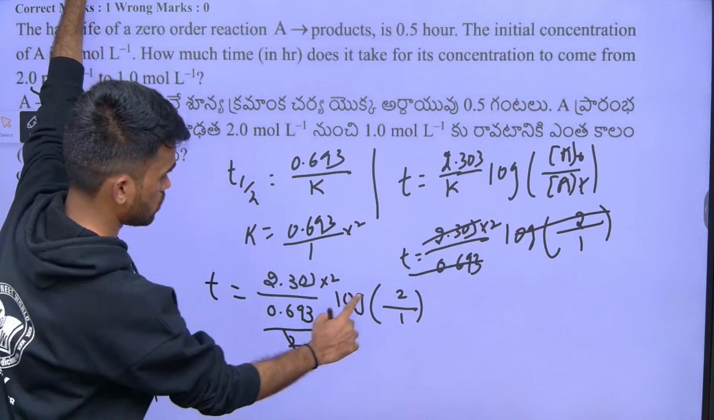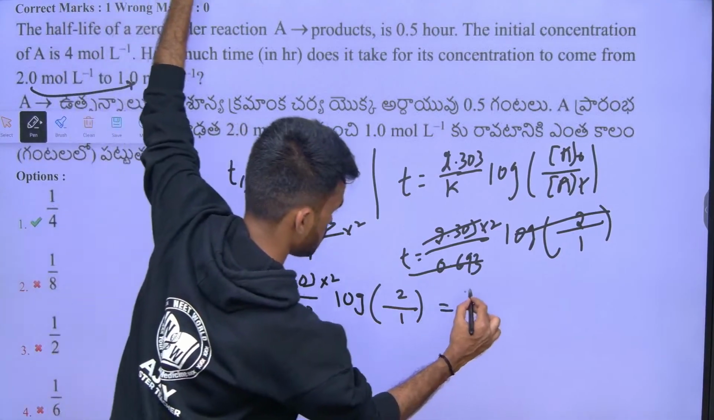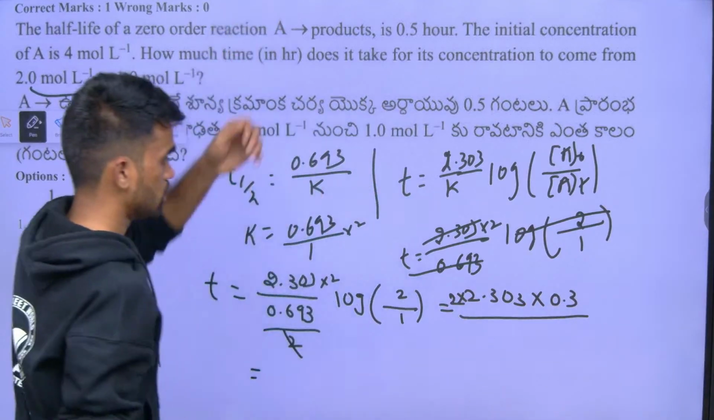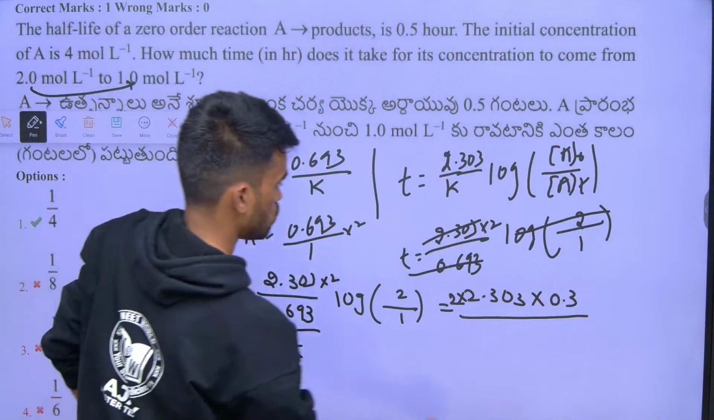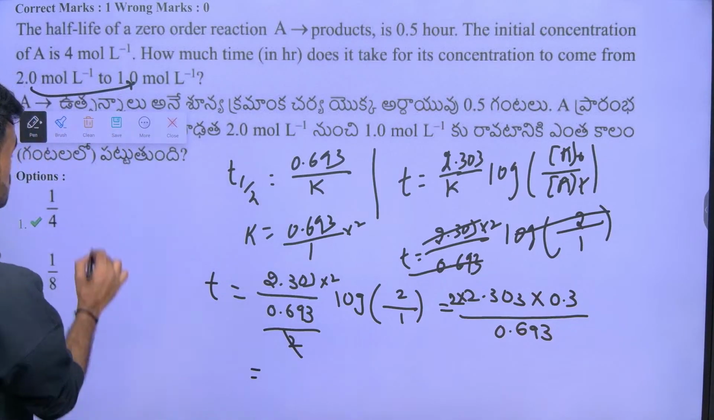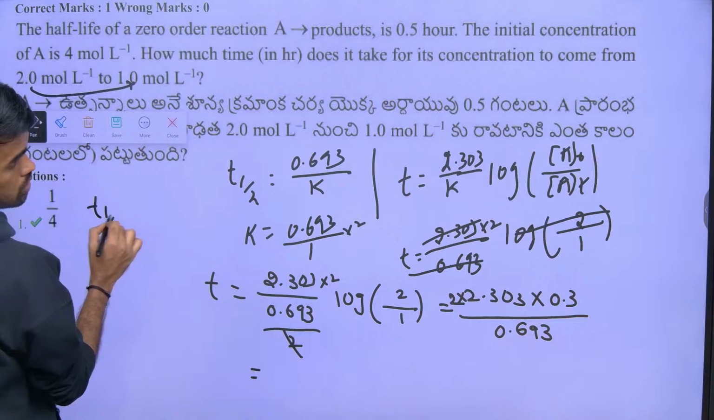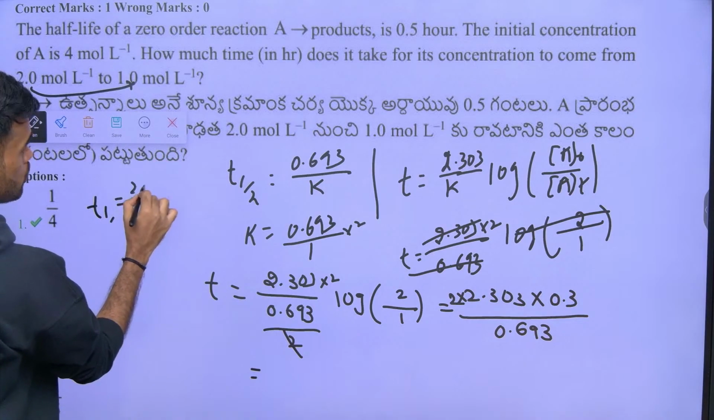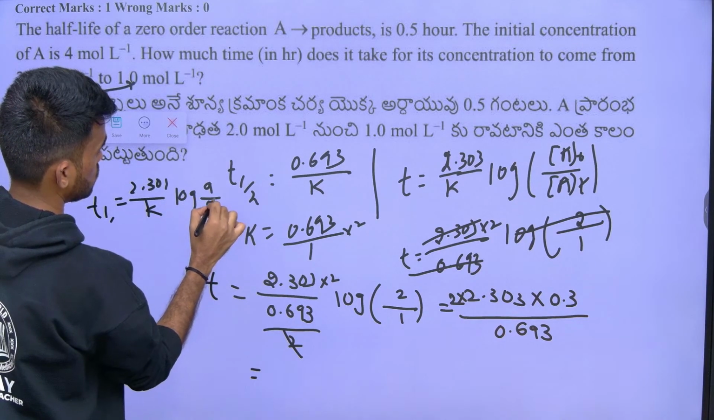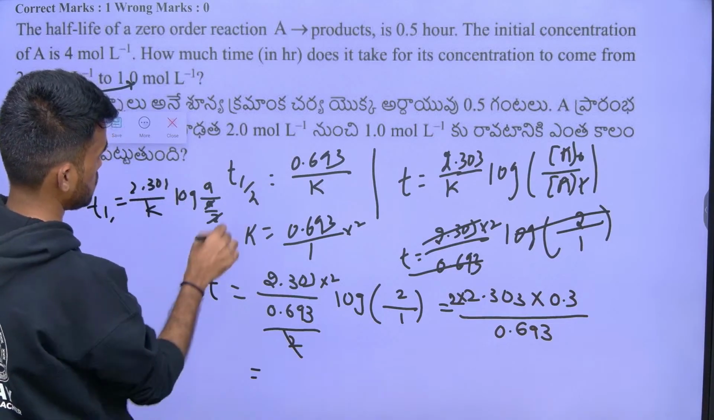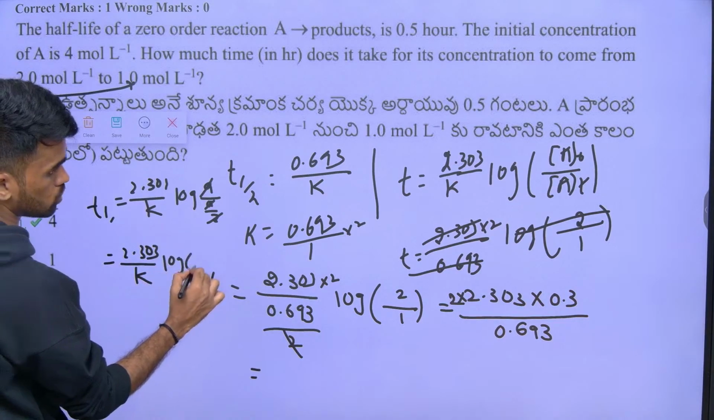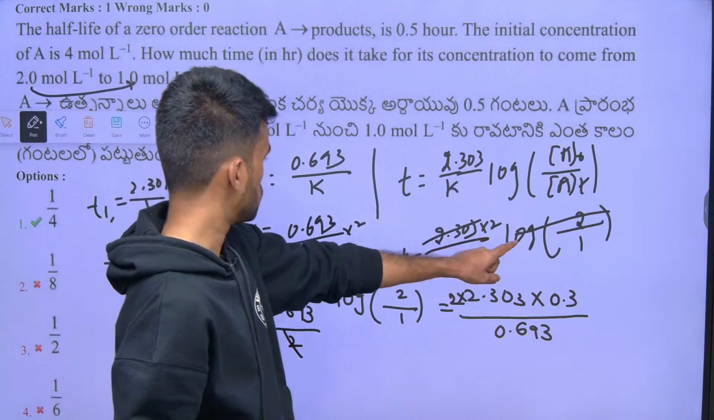So log 2 means we can write 2.303 into 2 into 0.3, divided by 0.693. So how did we get this 0.693? T half means 2.303 by K log of A by A by 2. So A by 2 means log 2, that is 2.303 by K log 2. So here also we have log 2, 0.303.